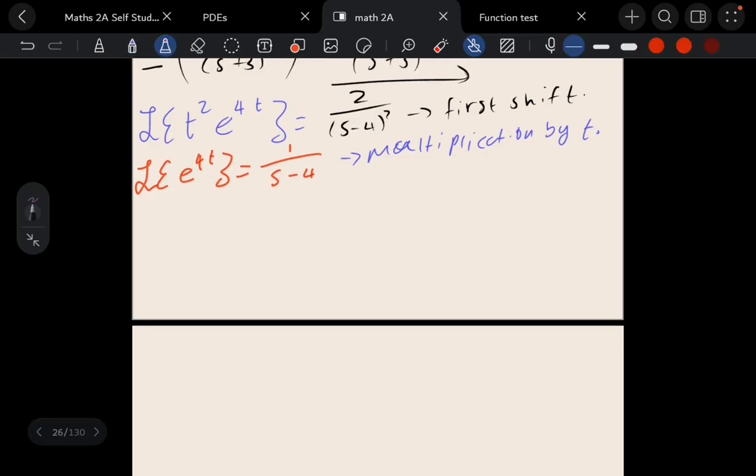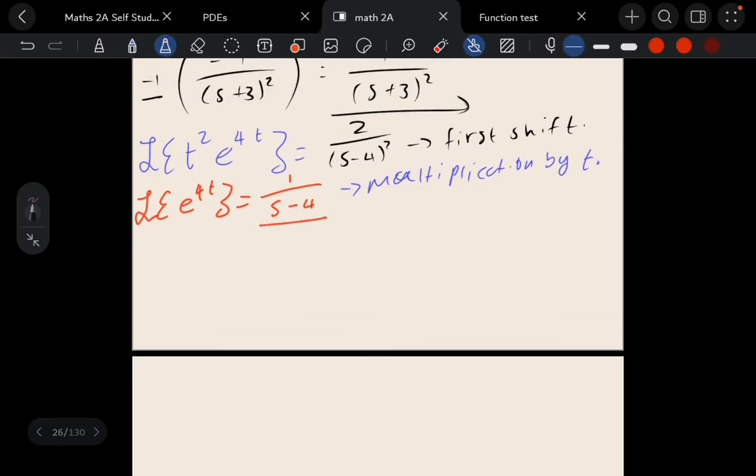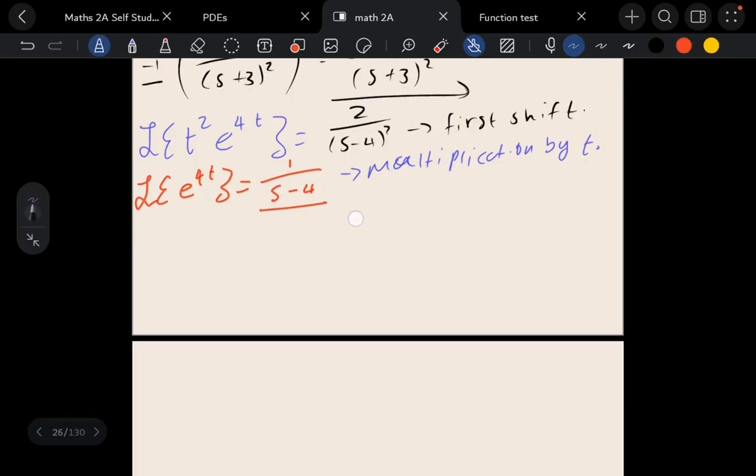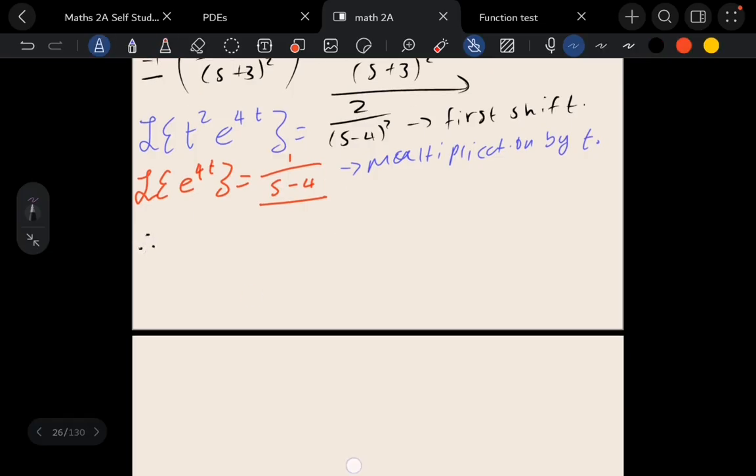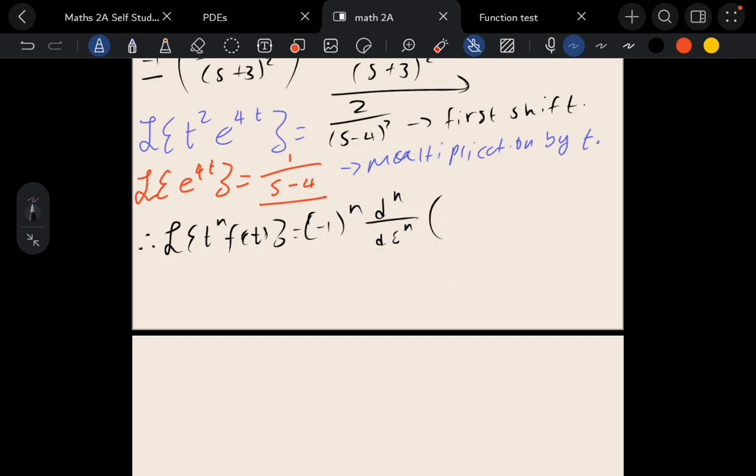So what is the next thing that we need to do? Now we have taken the Laplace transform of something that is multiplying by t. We need to remember this formula: the Laplace transform of t to the power n f of t. I'm just going to keep writing this formula to remind you, because you are not going to be given it in a major. It's -1 to the power n d to the power n over ds to the power n of f of s. Just remember that f of s is that function. We are going to include that function.